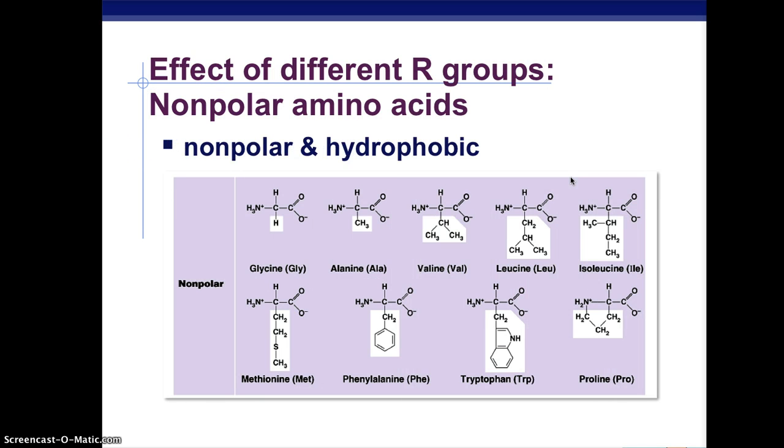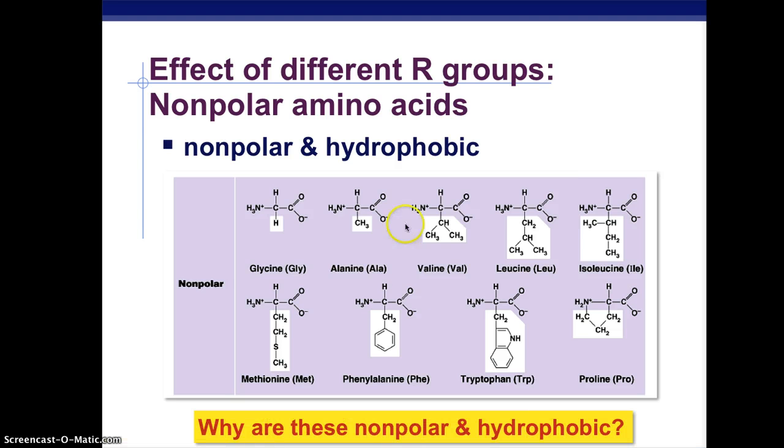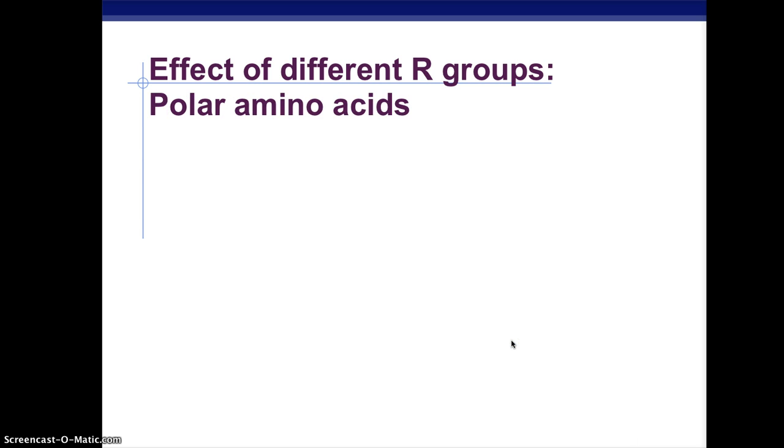Some of the R groups are nonpolar and hydrophobic, and the way that you can tell that these are nonpolar and hydrophobic is that the R groups are made of just C's and H's. With the exception of methionine, we have a sulfur. However, the sulfur is not protruding from the chain. It's actually central in the chain, so it does not act as a polar group. Same with the nitrogen here in tryptophan.